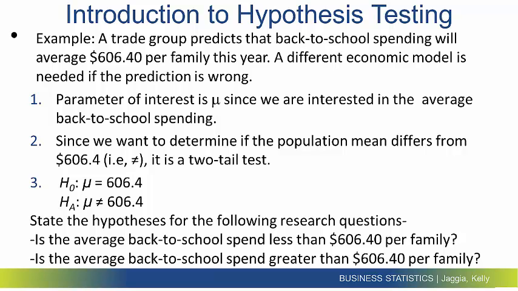Next, to test the research question, is the average back-to-school spend more than $606.40 per family? The null hypothesis is mu is less than or equal to $606.40, and the alternative hypothesis is mu is greater than $606.40. If you got both of those exercises correct, you are on your way. Well done.